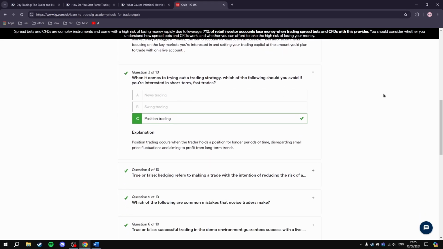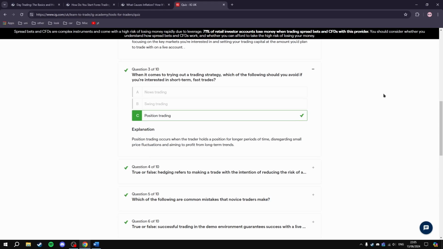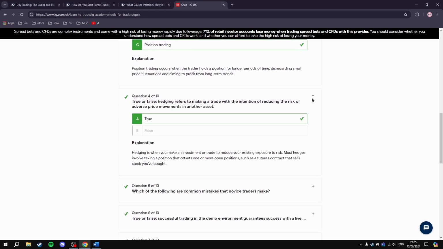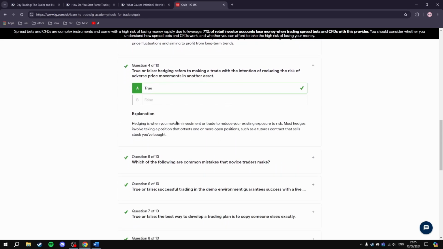Position trading occurs when the trader holds the position for long periods of time, disregarding small price fluctuations and aiming to profit from long-term trends. Hedging is when you make an investment or trade to reduce your existing exposure to risk. Most hedges involve taking a position that offsets one or more open positions, such as a futures contract that sells stock you've bought.